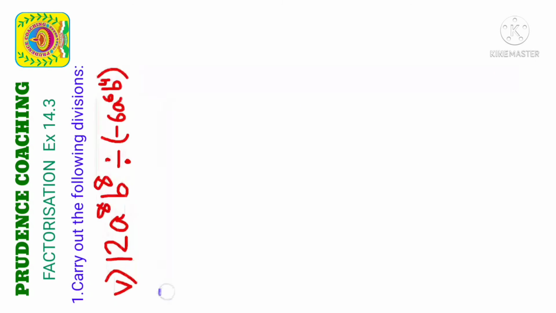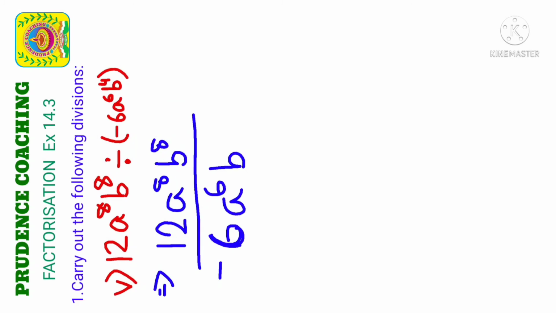Let us solve sum number 5. Here, as you can see, we have the dividend as 12 a to the power 8 b to the power 8, and here the divisor is minus 6 a to the power 6 b to the power 4. So now how are we going to divide this? As you can see, in the numerator the sign is positive and in the denominator the sign is negative. When the sign is different, you will get a minus sign in the answer.